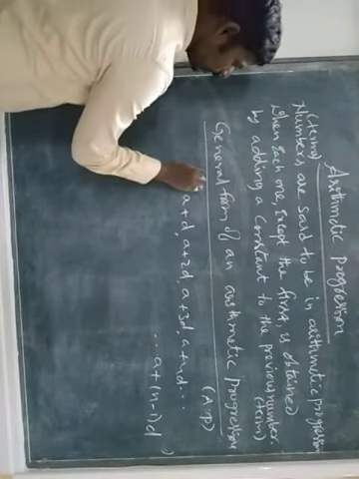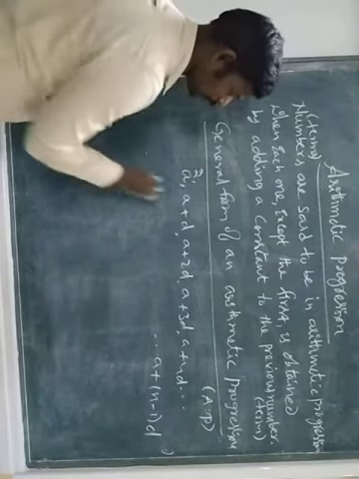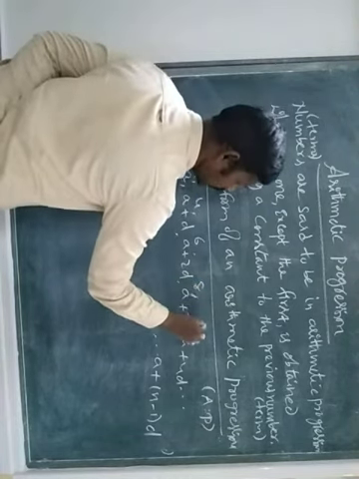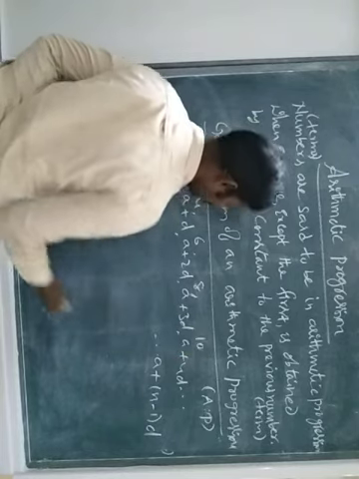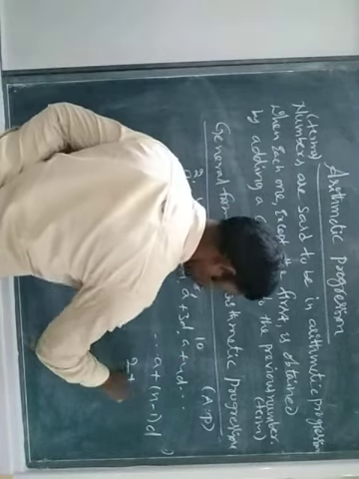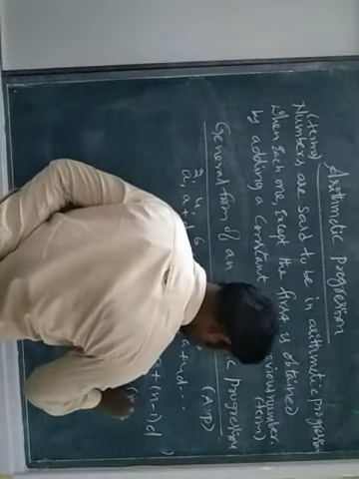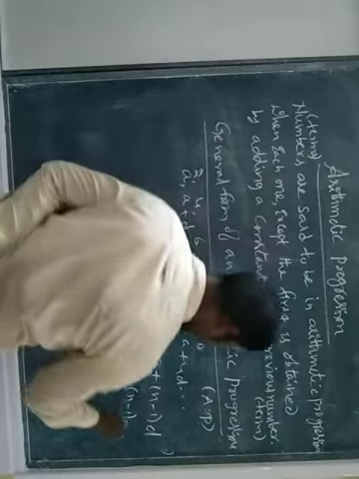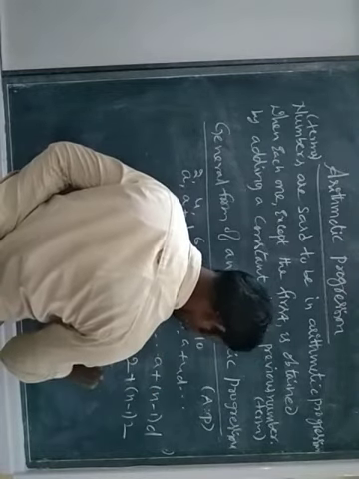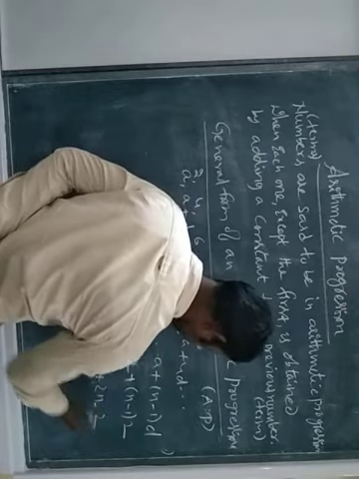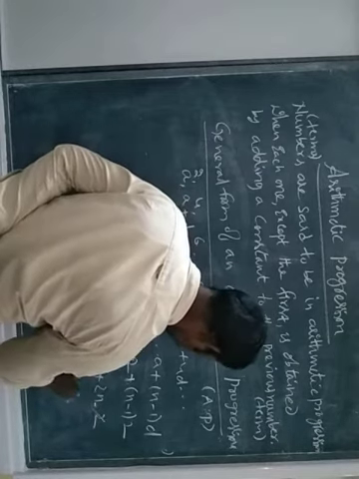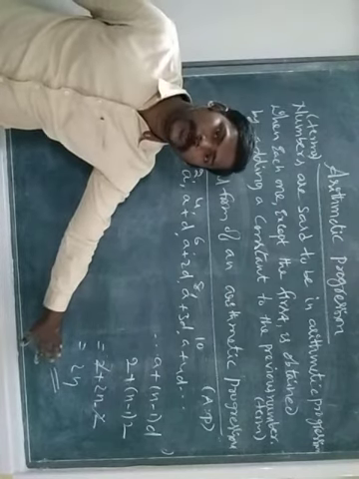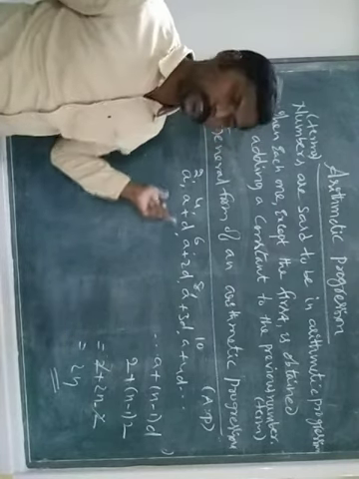See, for example, take even numbers: 2, 2 plus 2 is 4, 4 plus 2 is 6, 6 plus 2 is 8, next 10, like that. Here, 2 plus the nth term, we want (n minus 1) into the common difference. That is the n value. Common difference is 2. Simplify: 2 plus 2n minus 2. The 2 cancels, leaving 2n. What is the general form of even numbers? 2n. We got it by using this general form.